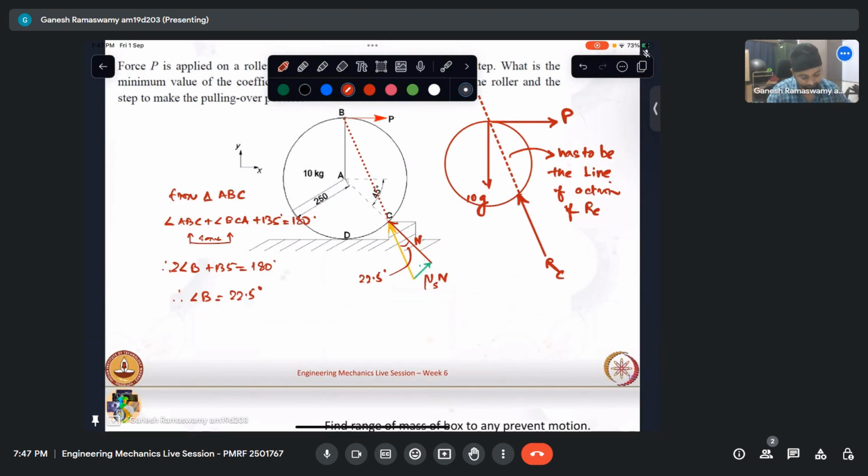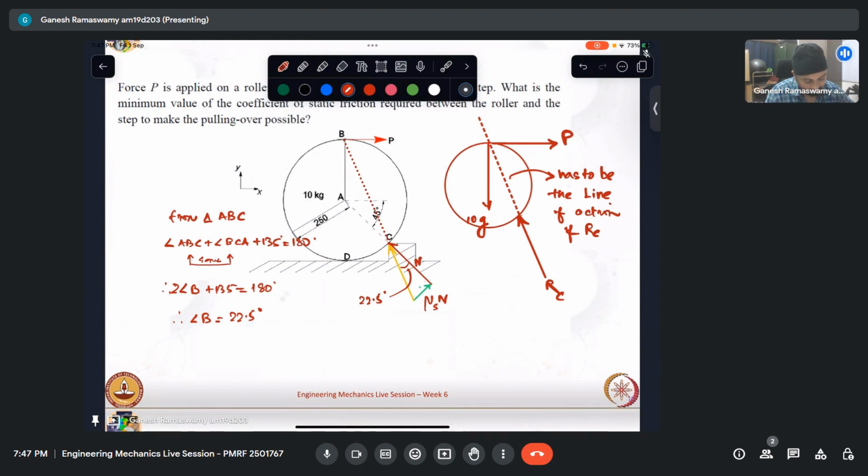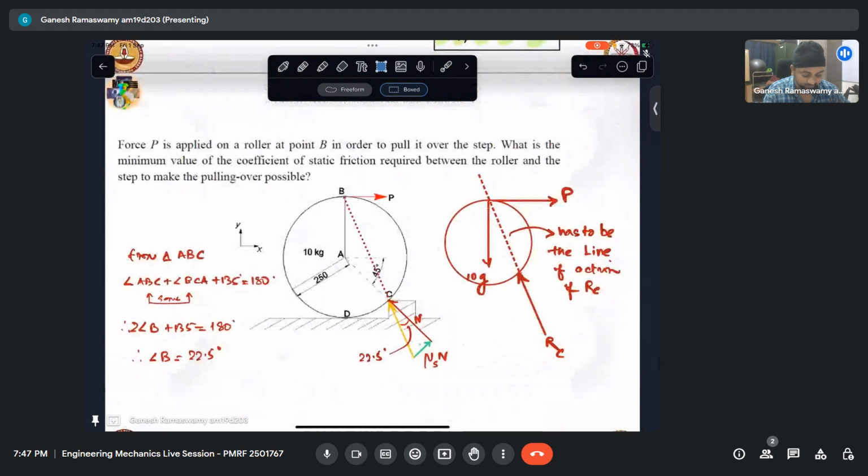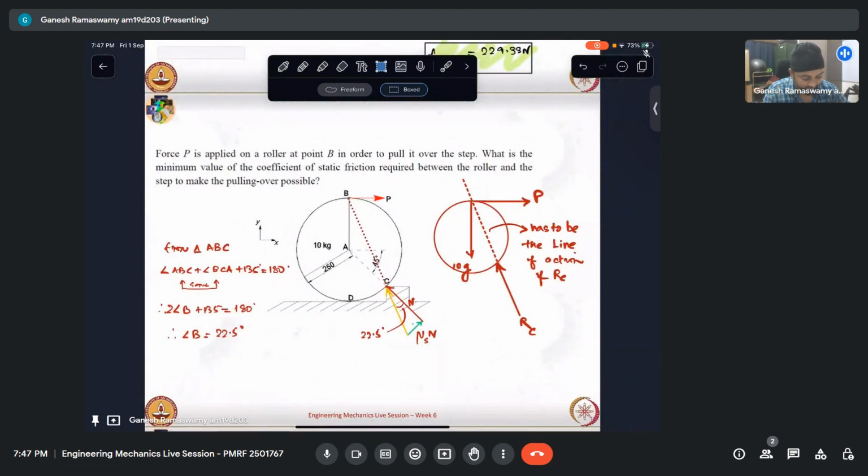So now what needs to be done is we just need to calculate these quantities from analyzing the equilibrium of this body. I leave that as an exercise for the viewers, and it is not that tough. The entire concept hinges on the aspect that the line of action of RC has to pass through the line joining B and point C for this to be in equilibrium. This is the entire key to this problem. So I leave that as an exercise.